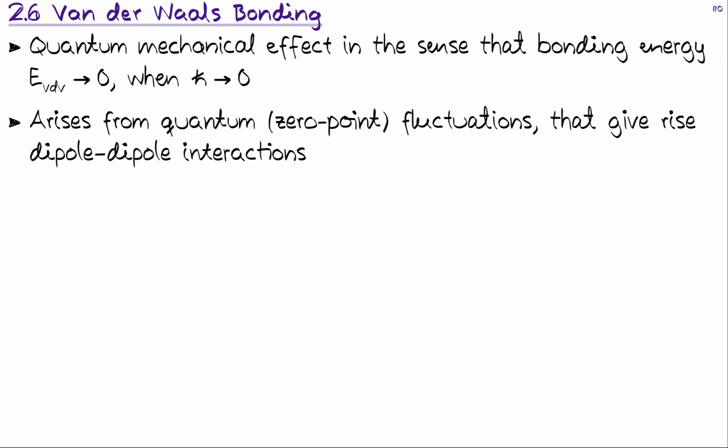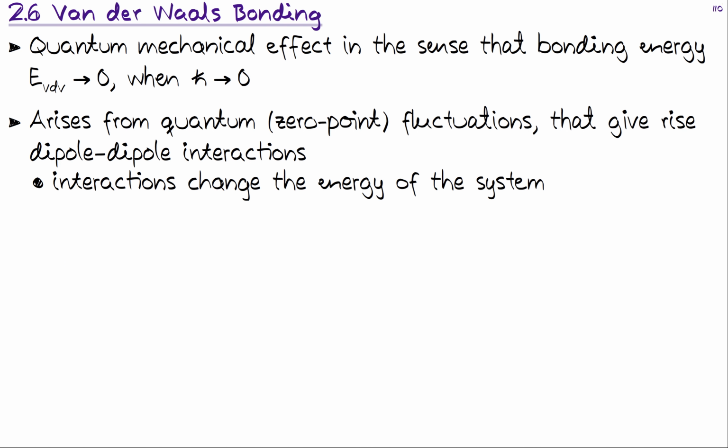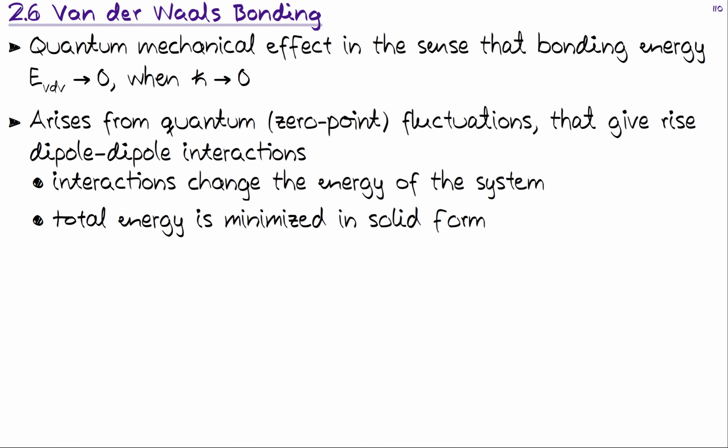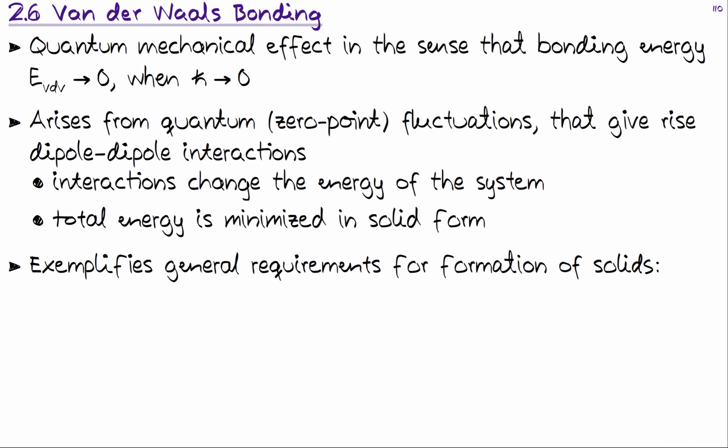What gives rise to van der Waals bonding and forces is that we start having dipole-dipole interactions in our system. These interactions then change the energy of the system, and again the total energy of the system gets minimized when a solid form is reached. This is the kind of process that takes place in van der Waals solids. And this whole process exemplifies, yet again, the general trend and general requirements that we have for a solid to form.